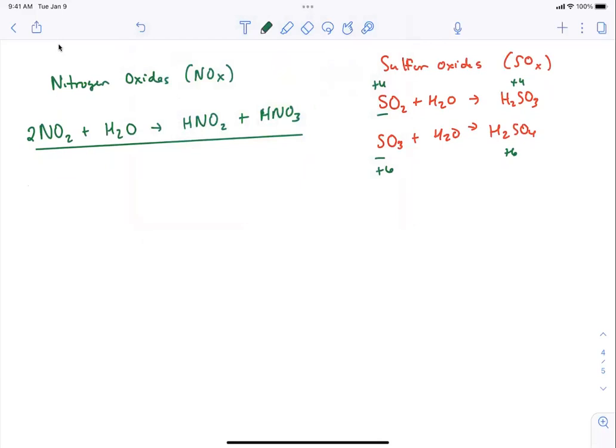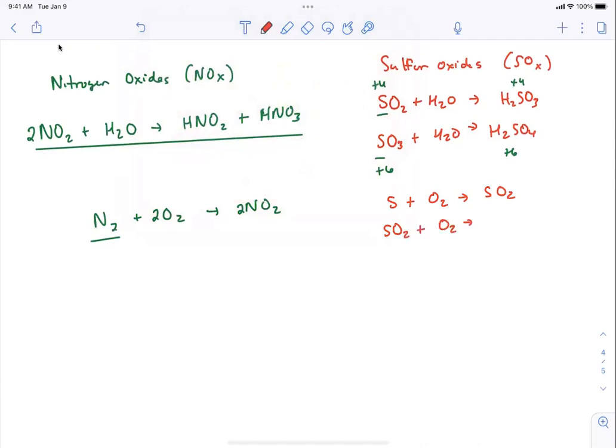Now, I don't think we went into detail about this, but you do want to be familiar a little bit with these combustion reactions that occur to make NO2 and things like that. So what you might see is something like this. N2, nitrogen gas, reacts with oxygen to form NO2, and sulfur will react with O2 to form SO2, and SO2 will react with O2 to form SO3.